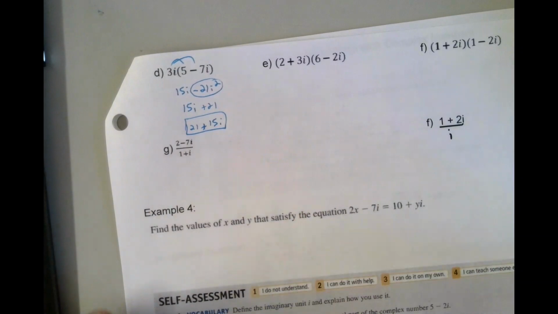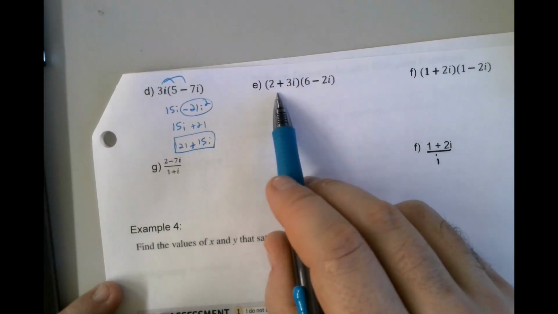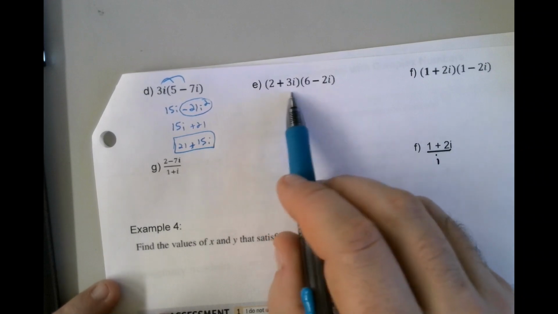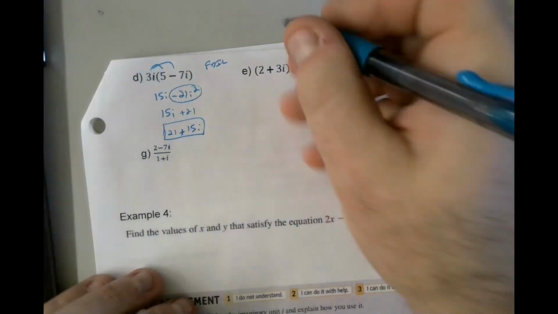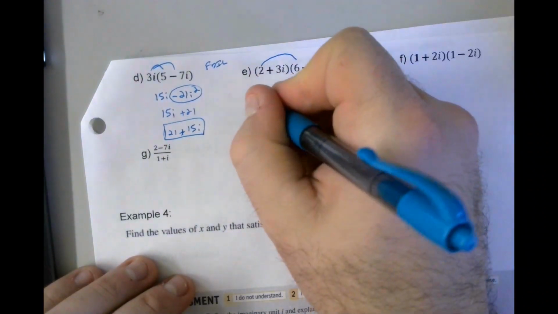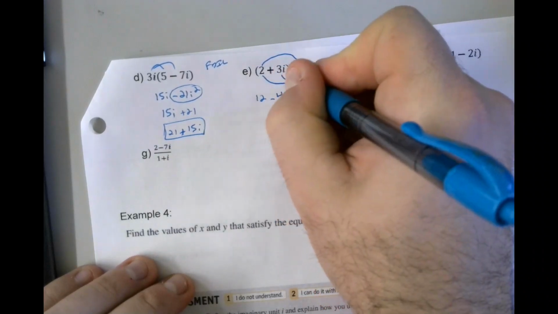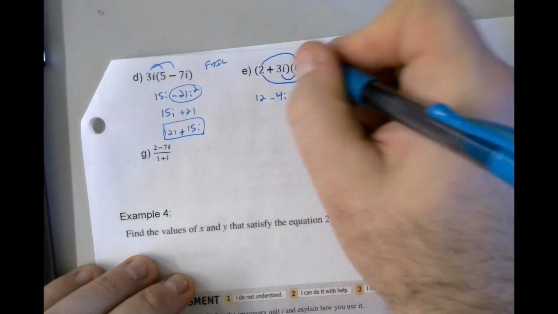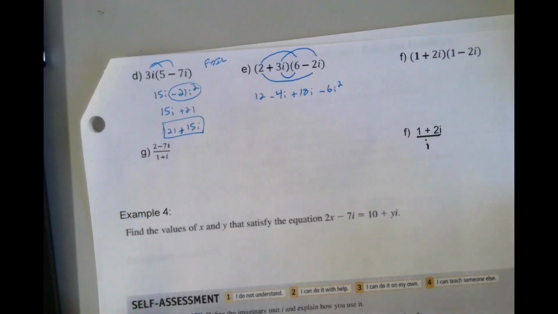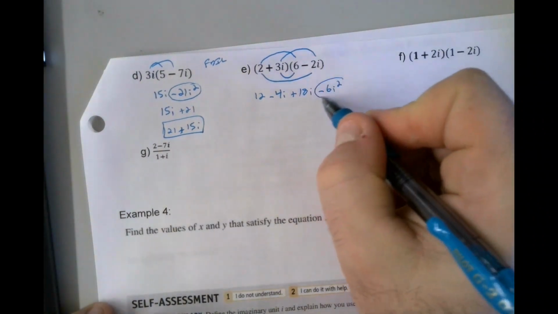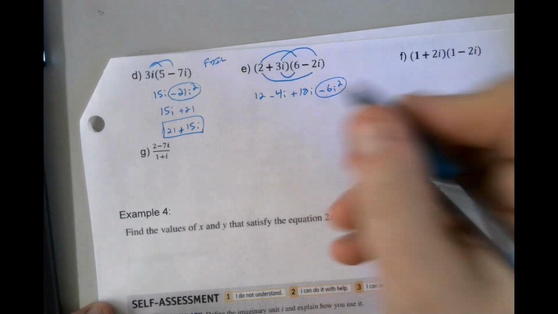Okay? So you might have a situation like letter E where you have two complex numbers in standard form multiplied by each other, right? So we would have to remember to FOIL or use the monkey method, right? So our first terms is 12. Outer terms is minus 4i. Inner terms is plus 18i. Last terms is minus 6i squared. And so this piece at the end is really going to be negative 1 times negative 6, which is positive 6.